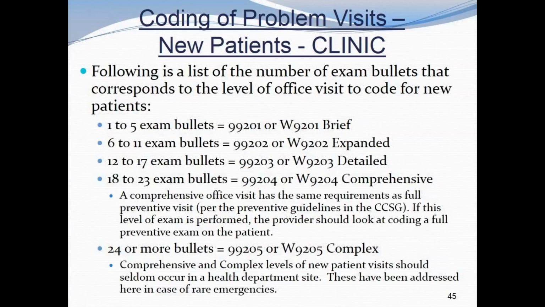It's slide 45. This actually tells you when you're coding for a new patient, you have to count up the number of exam bullets, and you're actually going to code according to that. So if you're going to do the 99205, you're going to have 24 or more bullets, and that's a complex, okay? So you have to think about it like that. That's the difference between those two visits. Like I said, it's right here on the slide. You want to refer back to slide 45, and that actually will show you the difference between that.